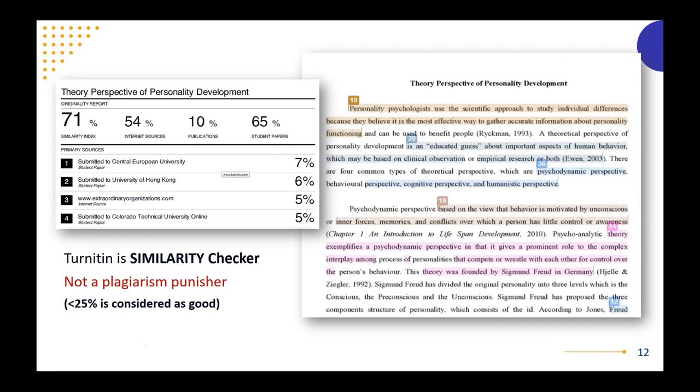And then it will be wrong for a lecturer or even yourself to just say, oh, I plagiarized. It may not be, because you have to read through first. It's a similarity checker, so you have to check which part is similar, and then try to improve.